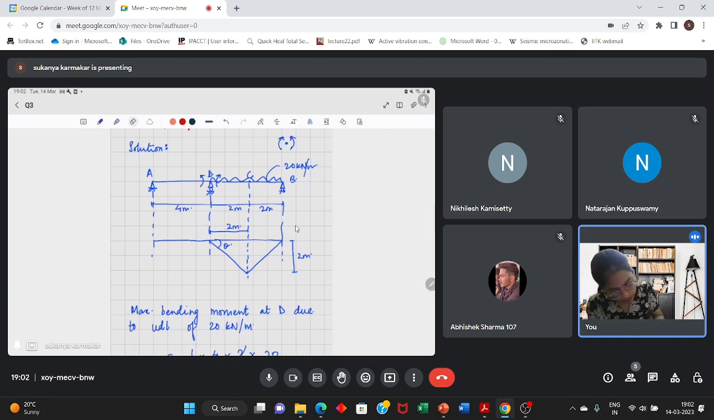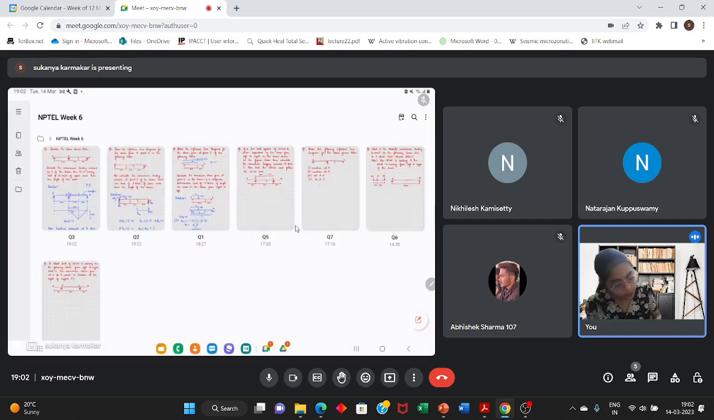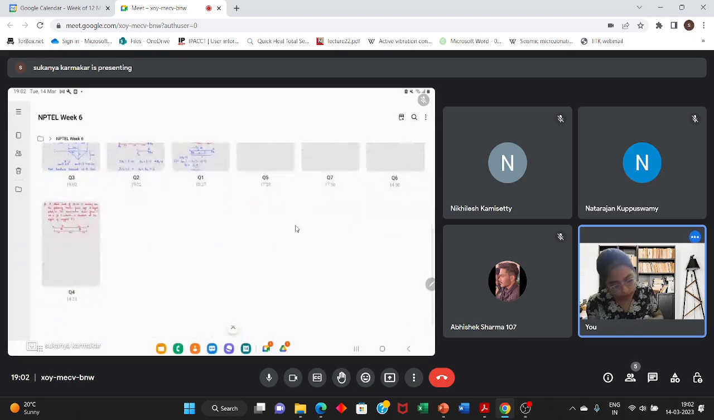Similarly, in this question also, theta is equal to 1. Tan theta is approximately equal to theta, so tan theta is also equal to 1. And from there, you get this height to be 2 meters. Okay, now you can try this question.